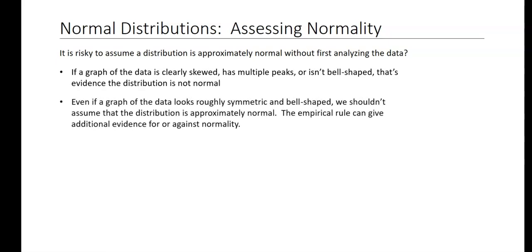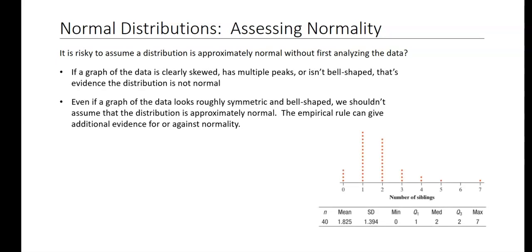Even if it looks roughly symmetric and bell-shaped, you can't always assume. So we don't always do this, but sometimes we'll do this to check, especially when they ask us to check, is this indeed a normal curve or not? Or approximately normal. So we can use the empirical rule to test.